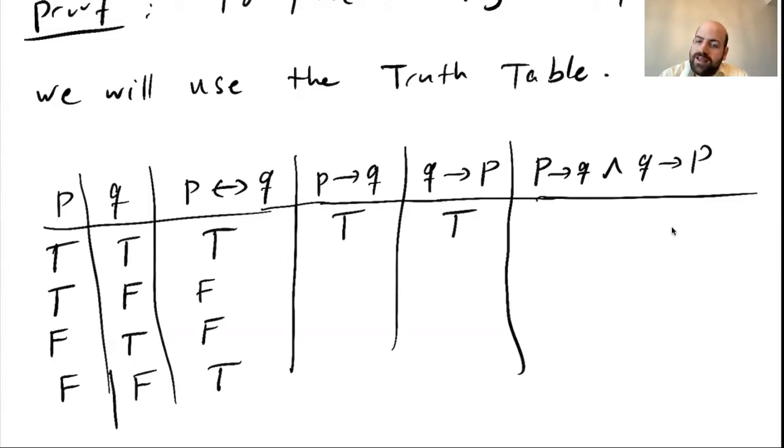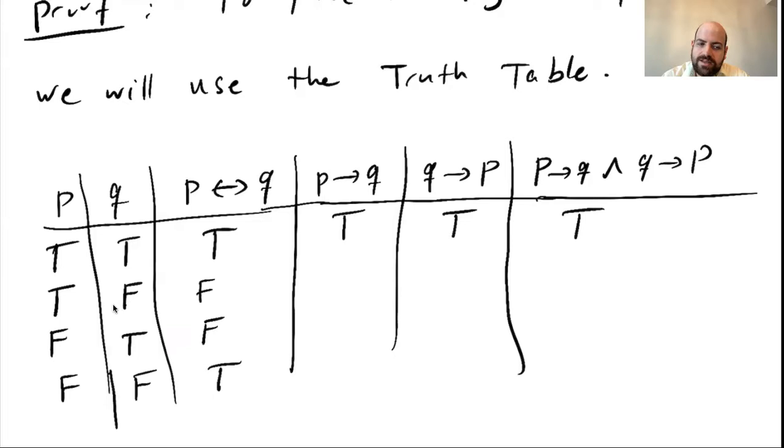And then the last column is this column, conjunction this column. How can I find the conjunction? Conjunction of two statements will be true if both of them are true. If one of them is true and one of them is false, then the conjunction will be false. And of course, if both of them are false, again the conjunction will be false. But here, both statements are true, so the conjunction will also be true. Okay, so that's for the first row.